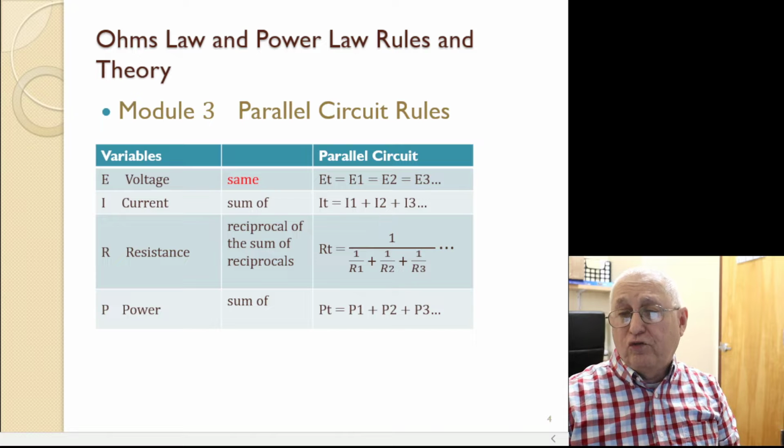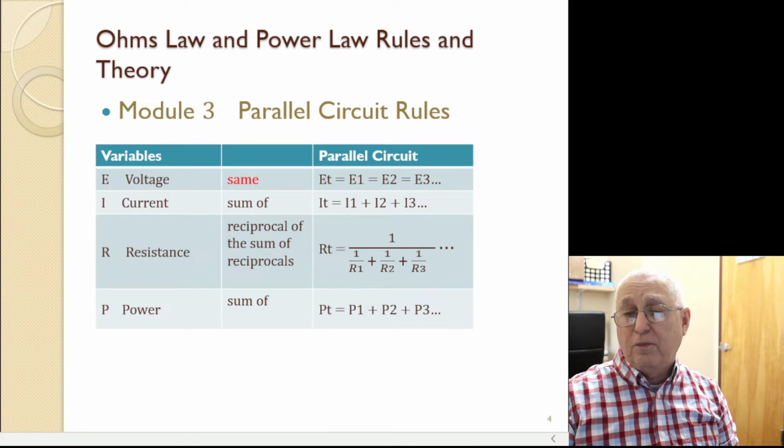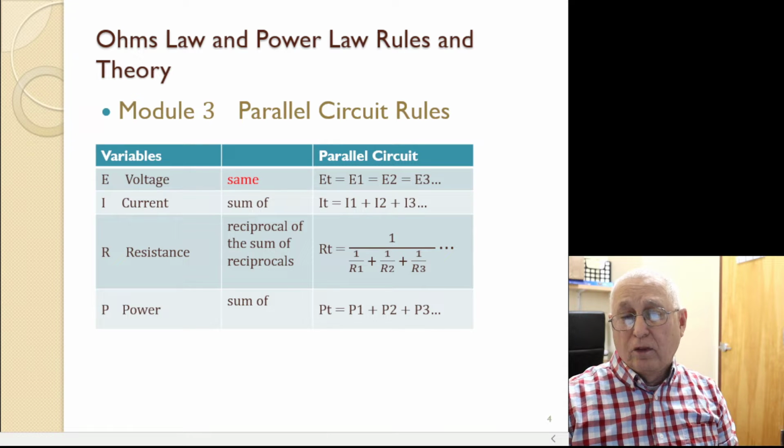These are the rules for parallel circuits. Voltage is the same everywhere in a parallel circuit. The total voltage is the same as the drop at E1, the drop at E2, and the drop at E3. Current is the sum of all the currents. So if we add up I1 plus I2 plus I3 currents, it will give us the total current.